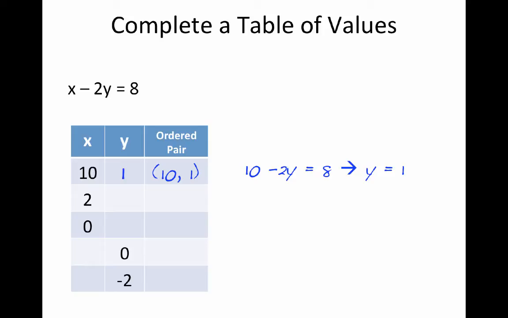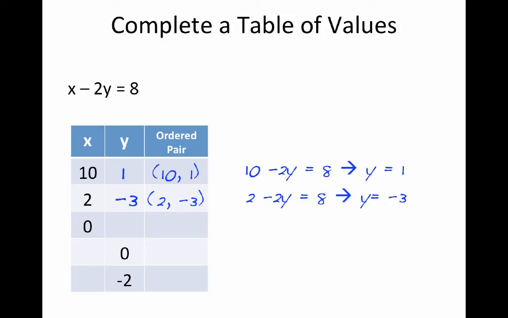Okay, let's check your work. First, we've got x is equal to 2. I plug that into the equation. x minus 2y is equal to 8, so I'll have 2 minus 2y is equal to 8. When I solve for y, I get -3. So y is equal to -3. We've got the ordered pair 2, -3.